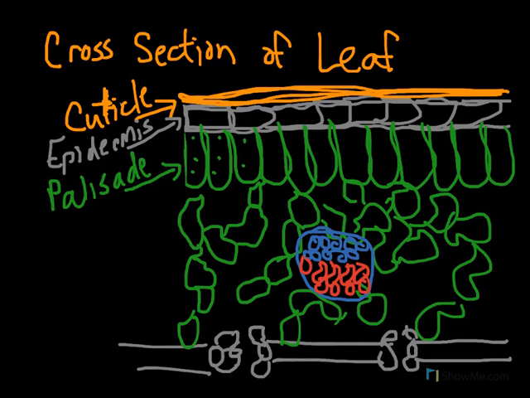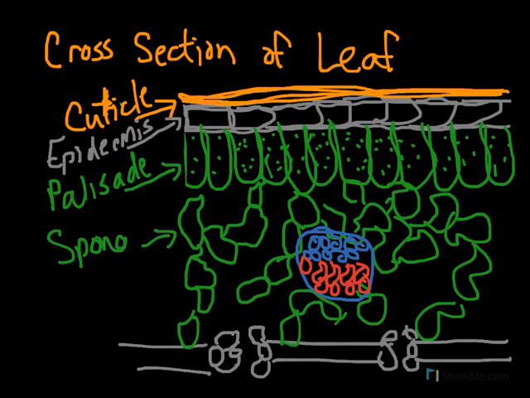And what you'll notice is that when we look at this in the lab, you're going to see a lot of chloroplasts. Chloroplasts, you remember, are the organelles where photosynthesis takes place. So that's definitely one layer where we see a lot of photosynthesis take place. Another layer is the spongy layer.